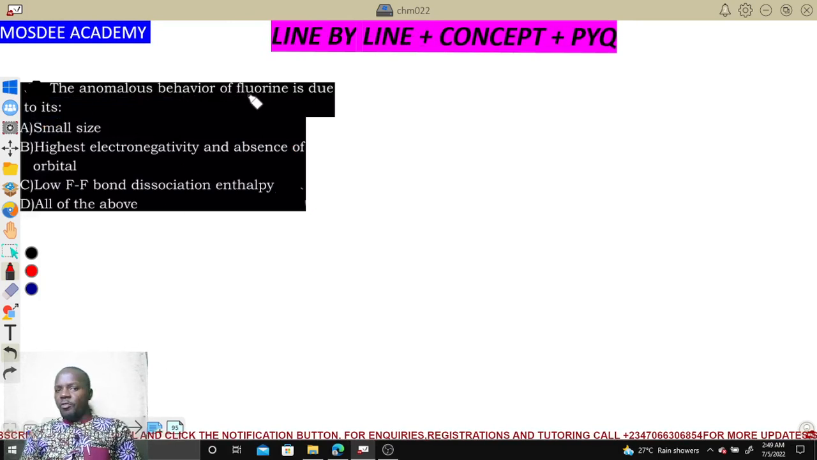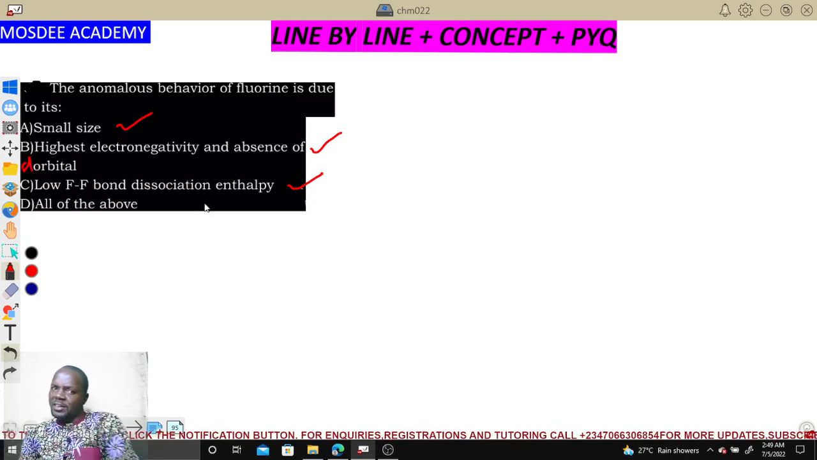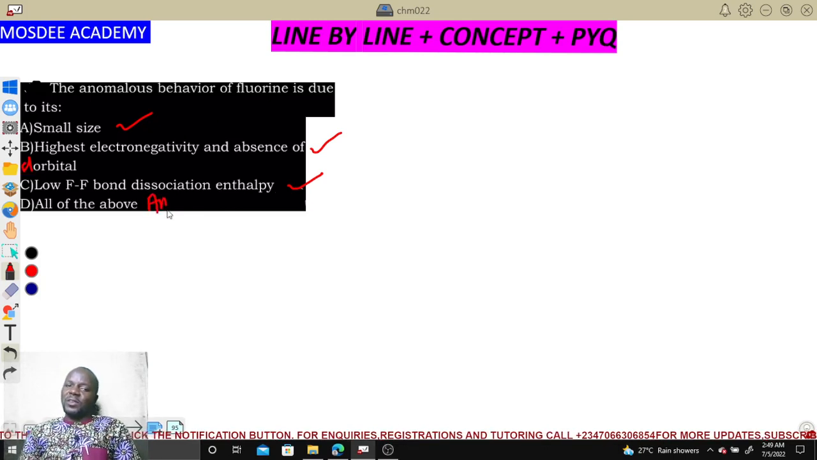The anomalous behavior of fluorine is due to, I think I've talked about that, all those properties. It has a small size, it has high electronegativity, it has low bond dissociation enthalpy, that is, their bond length is short, right? It has what? Absence of d orbital. There should be a d here. There's absence of d orbital. So all these are what I've explained, if you are following my line by line explanation, and that is why the answer to the question will be all of the above. The next question, 96.